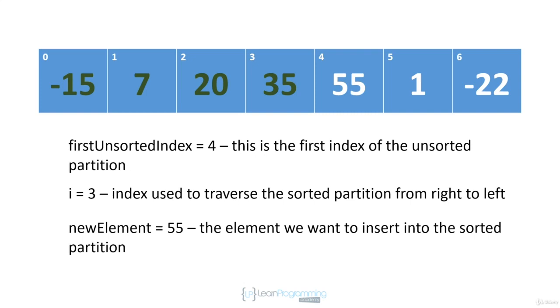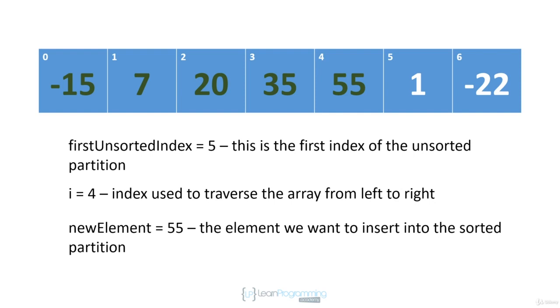So the next element we're going to want to insert is 55. So we compare 55 against 35. 55 is greater than 35, so we've already found its correct position. And so we completed this iteration, and now the first 5 elements in the array are in their correct sorted position. Now I'm not going to go through 1 and minus 22 because 1 is going to get shifted all the way down to position 1, and then minus 22 will be shifted all the way down to position 0. So I won't bore you with slides doing that. I think at this point, you get the gist of the algorithm.